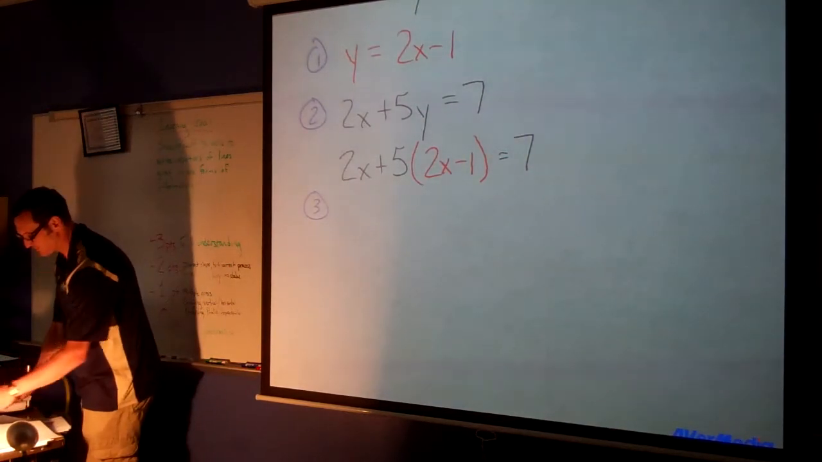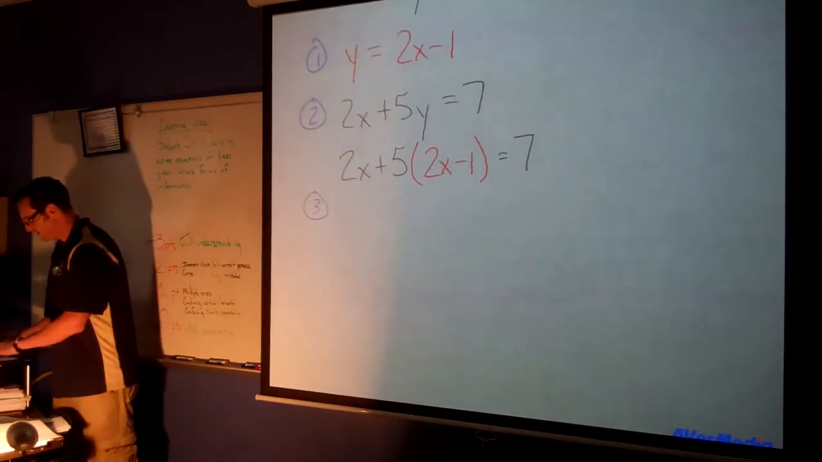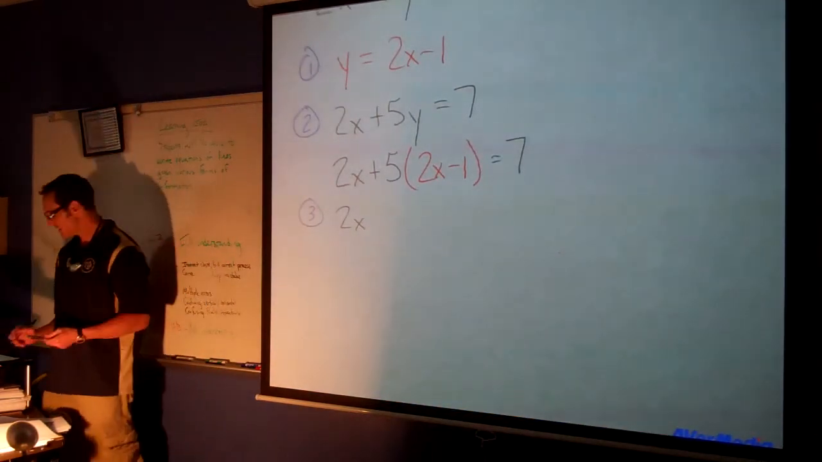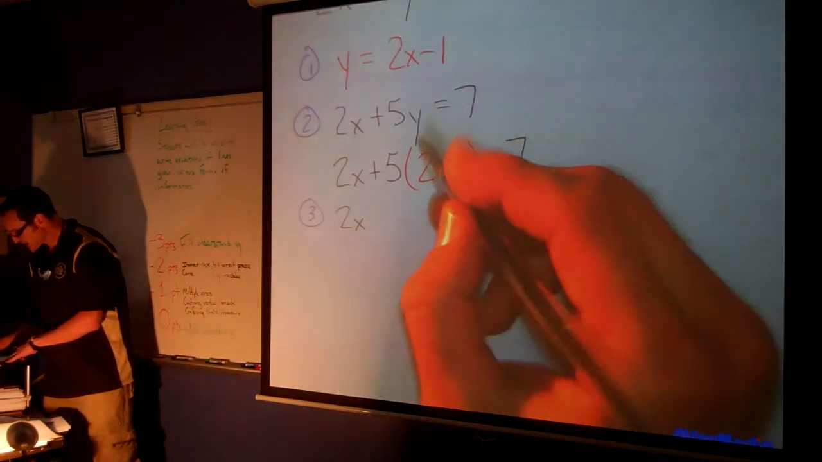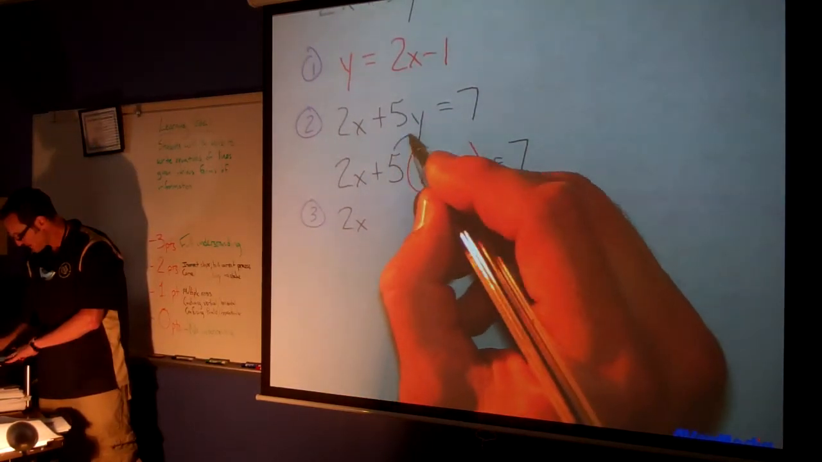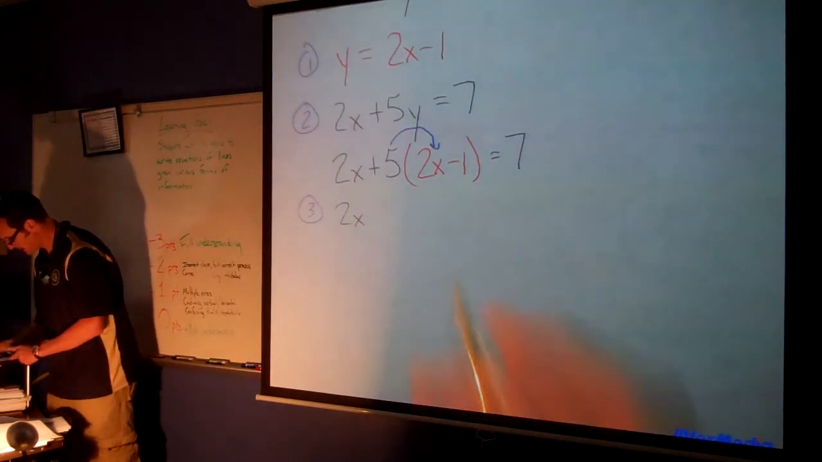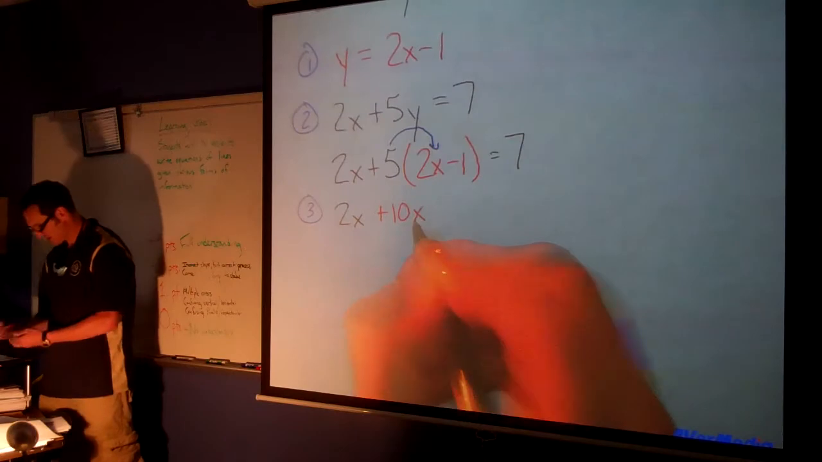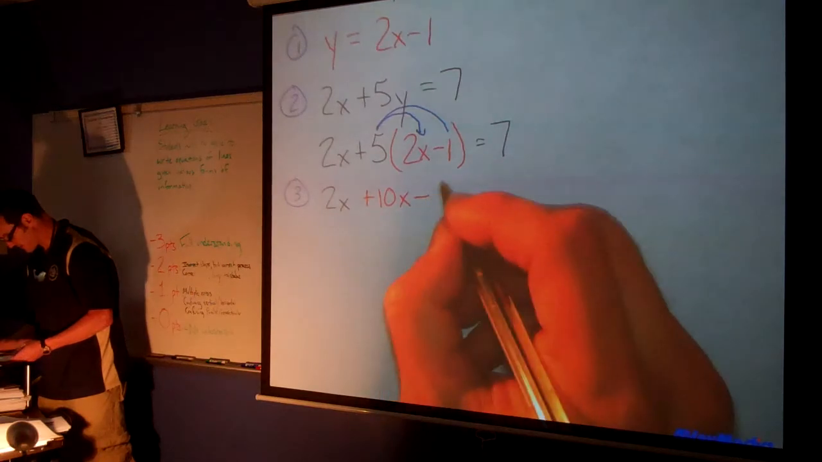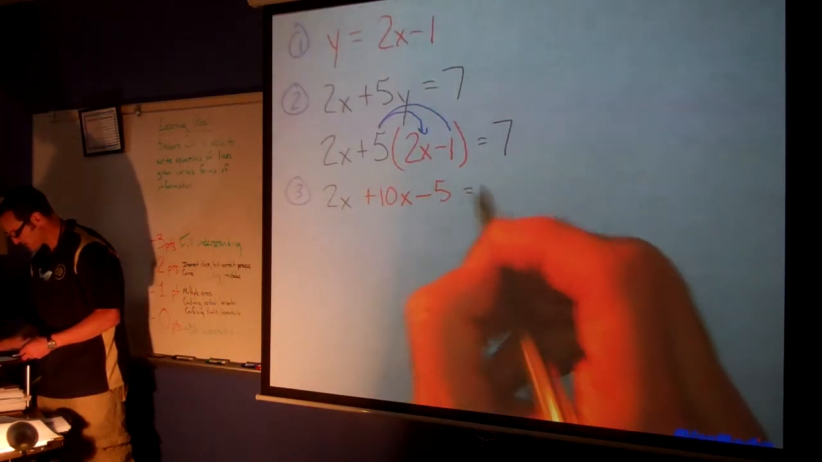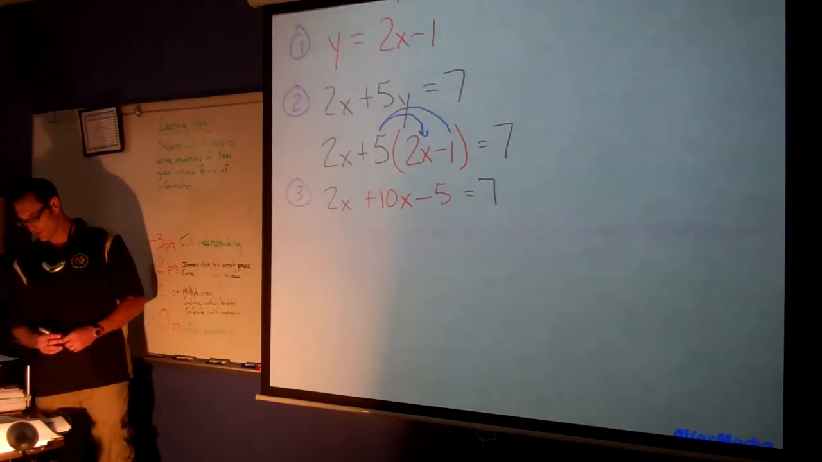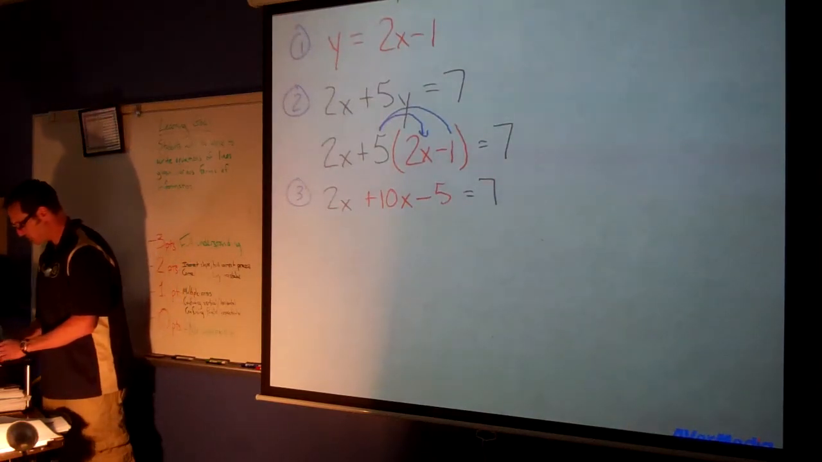So what we can do now is solve for x. So 2x stays 2x. What happens here? What happens here is the distributive property. Because now we have 5 times 2x minus 1. We have to use the distributive property. 5 times 2x is positive 10x. And then 5 times negative 1 is negative 5. And that's what equals 7. So we've used the distributive property. And now what we're ready to do is simplify some more.